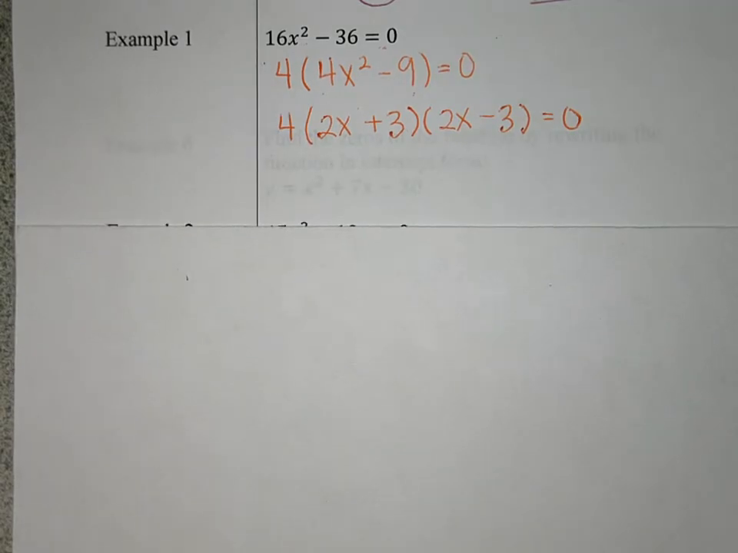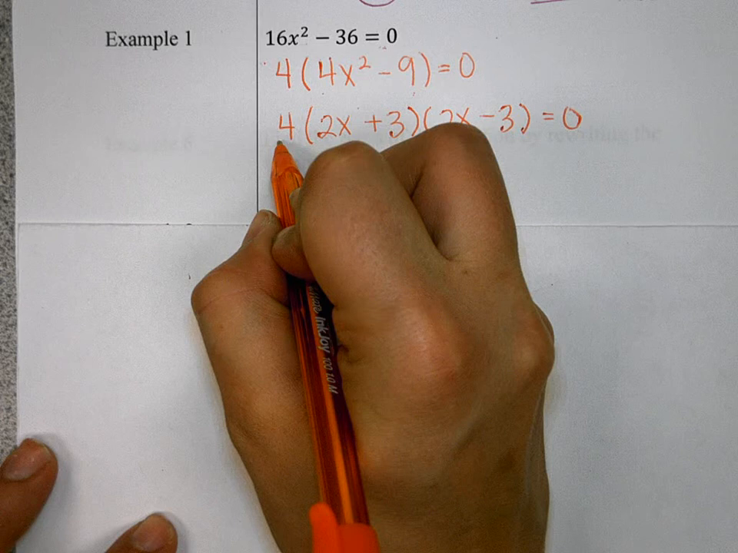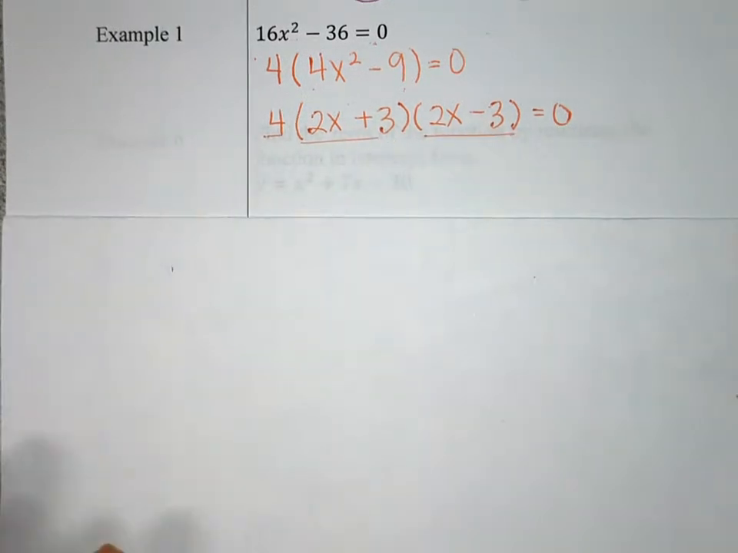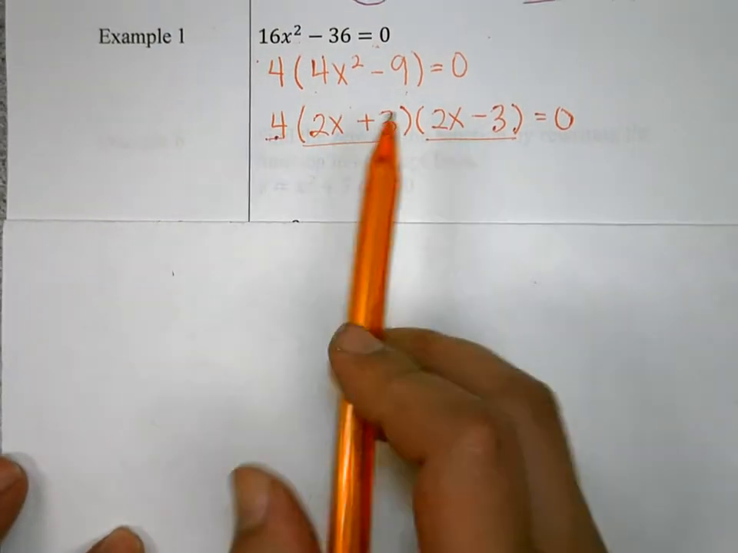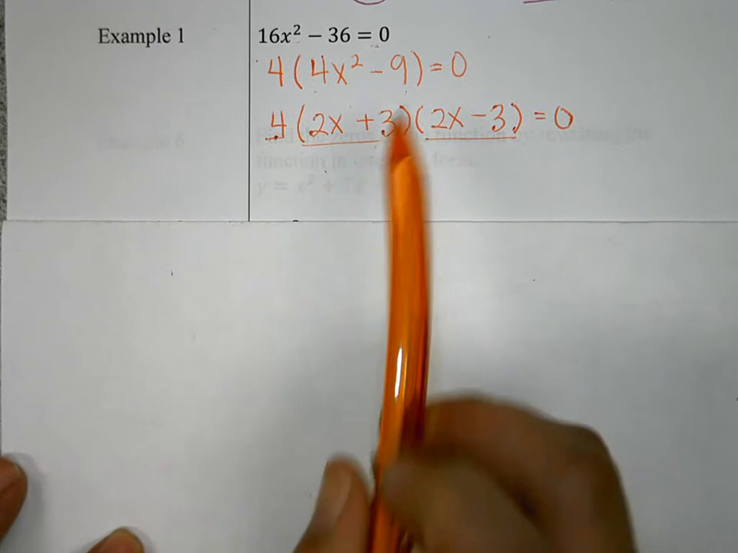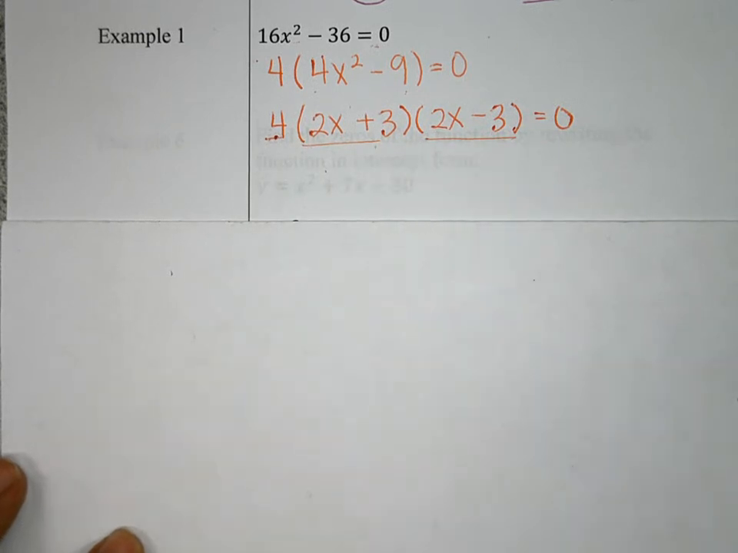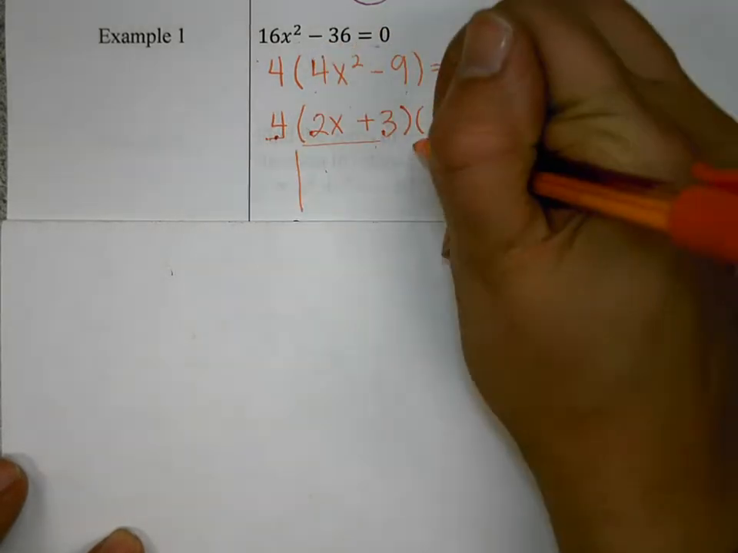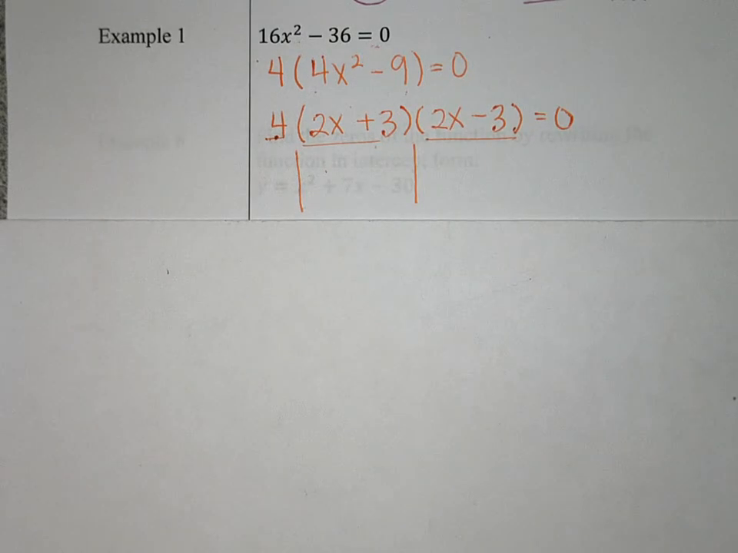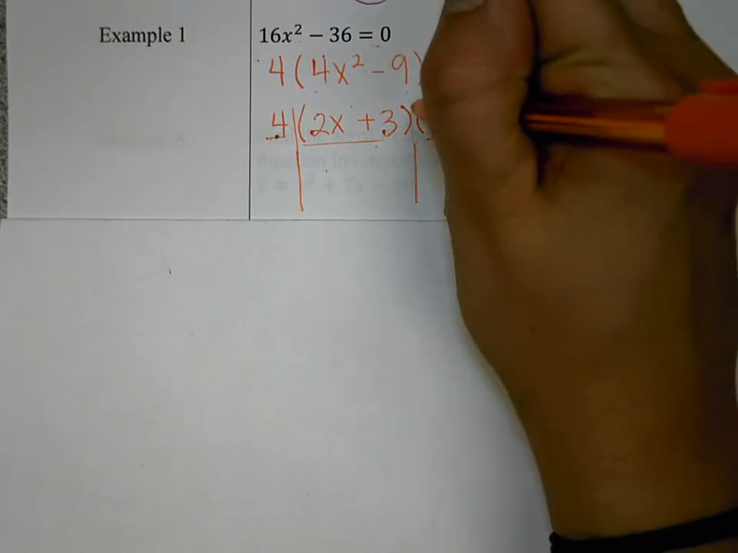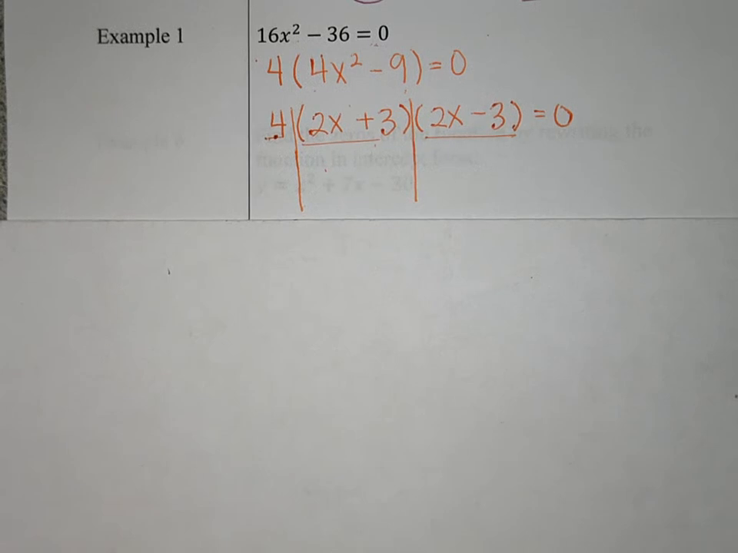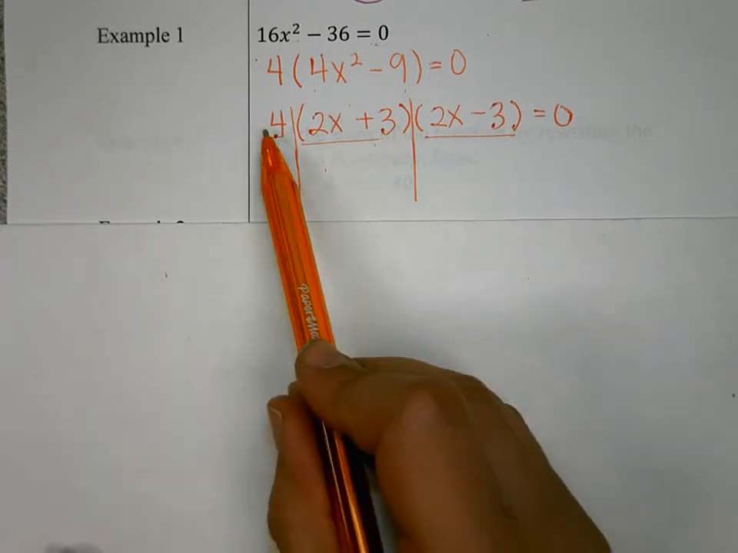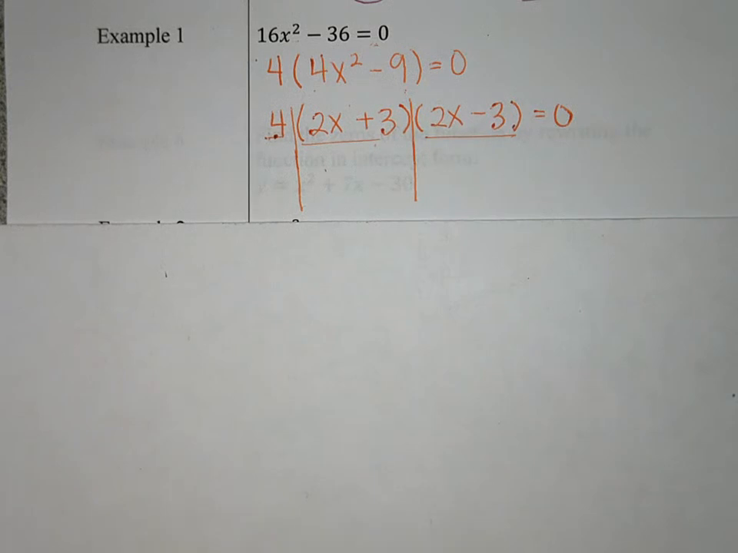So the final step, step 3, is we set each factor equal to 0. And the way that I do this is each factor means every single individual term. So 4 is a factor, 2x plus 3 is a factor, and 2x minus 3 is a factor. So I draw a line in between each of the factors, and then I set each one of those equal to 0, because if one of them equals 0, since I'm multiplying, the whole answer would be 0.